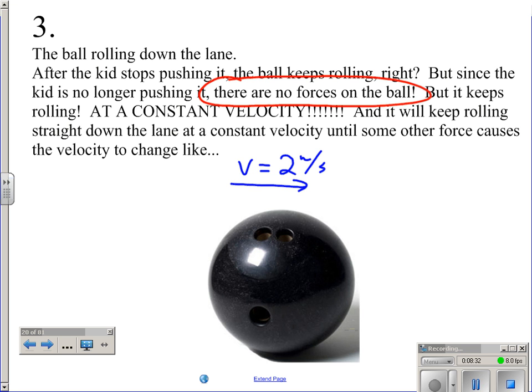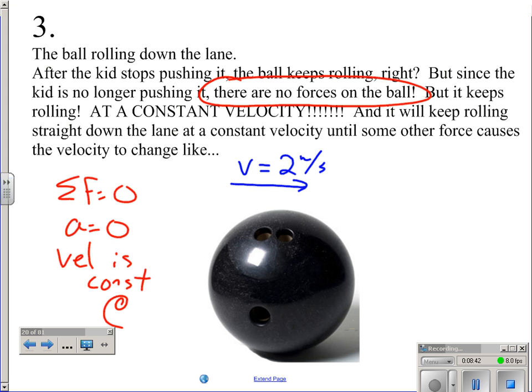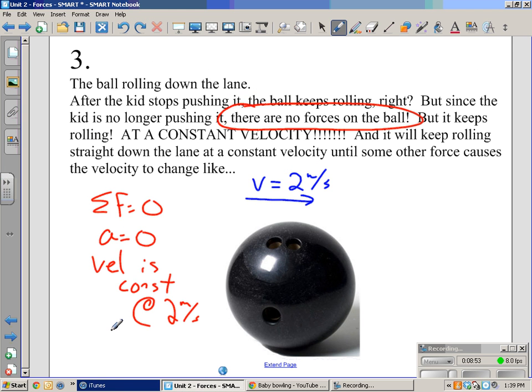The ball is moving. Since there's no forces on it, that means the net force is going to be 0, the acceleration is going to be 0, and the velocity is going to stay constant at 2 meters per second. In other words, the ball's not going to speed up or slow down because there's no force to make it speed up or slow down. Okay? So here's the video for that.